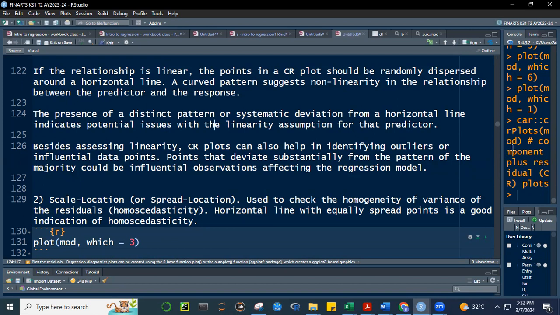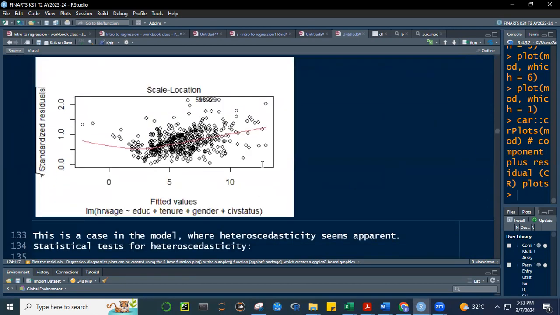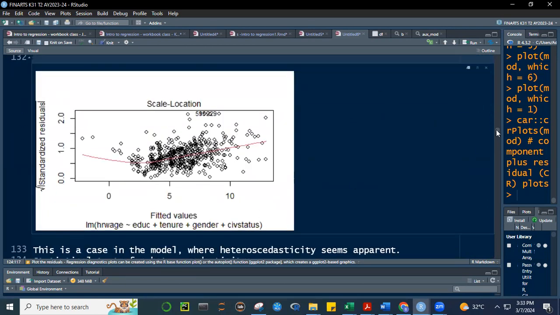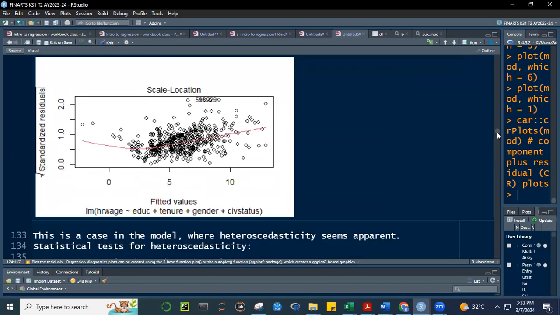So let's go now to the third plot, which is the scale and location. So ito class, similar to plot 1 in the sense that it also gives us some information about whether the residual variance is heteroscedastic or homoscedastic. So let's plot this plot, which is equal to 3, so it will give us this one. Okay, ito. Yan yung scale location natin.